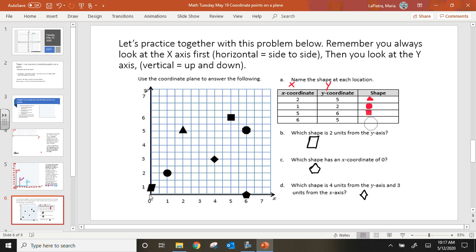Which shape is 2 units from the Y axis? Well, here's my Y axis. C also says, which shape has an X coordinate of 0? And D, which shape is 4 units from the Y-axis and 3 units from the X-axis.